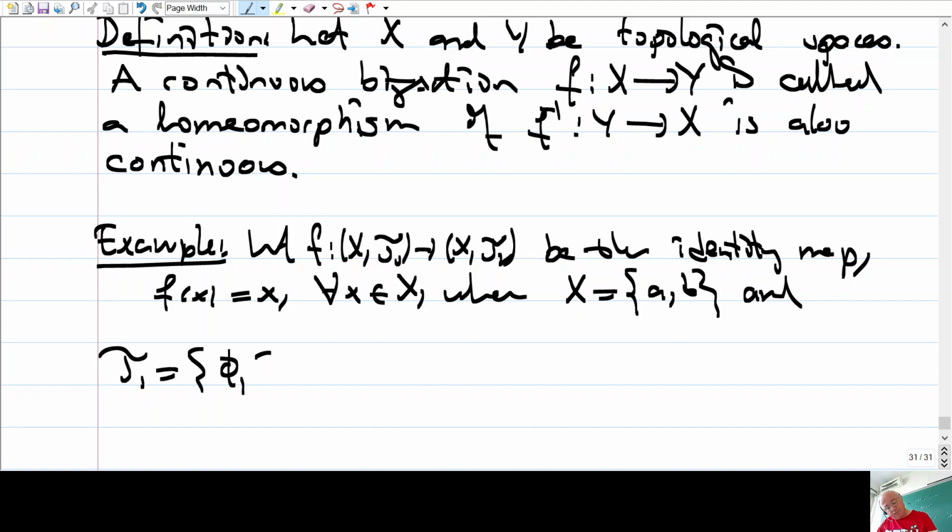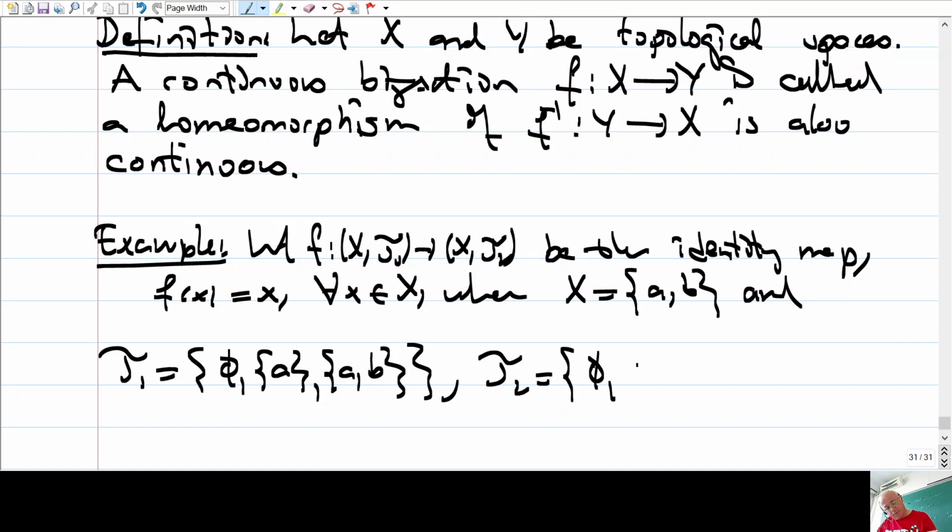So the empty set, {a}, {a, b}, and tau 2 is this topological space. The empty set, {a, b}. It's the indiscrete topology. All right.